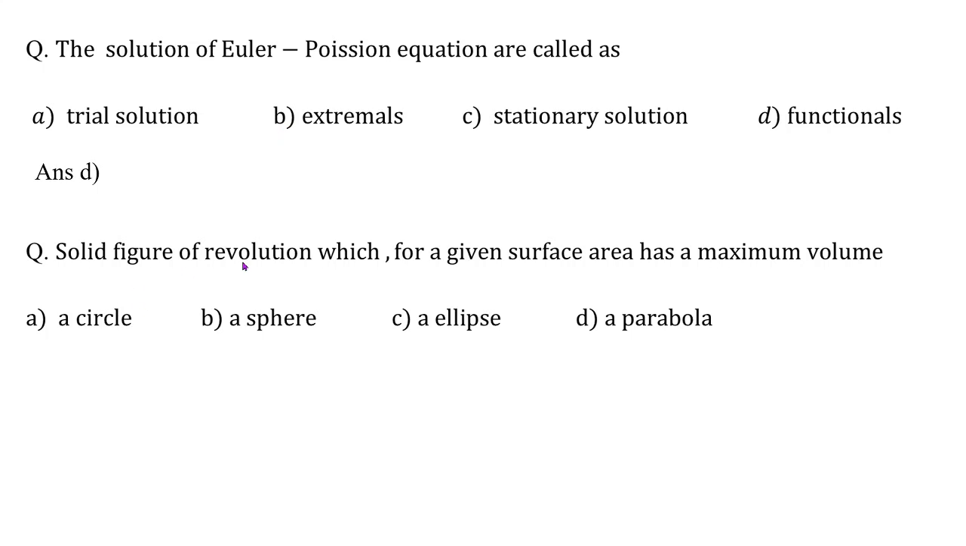Now, the solid figure of revolution which for a given surface area has a maximum volume. This is the isoperimetric problem, where a surface area is given and we need to maximize the volume. This is one of the standard problems which we generally solve in calculus of variations. The answer is the sphere. The sphere is the solid figure of revolution which has a given constant surface area and a maximum volume.